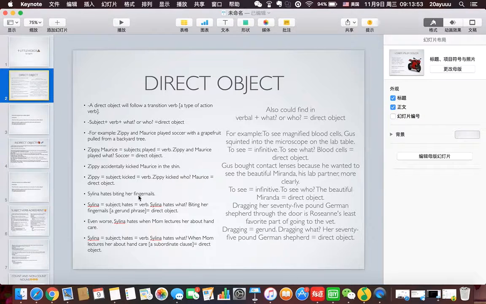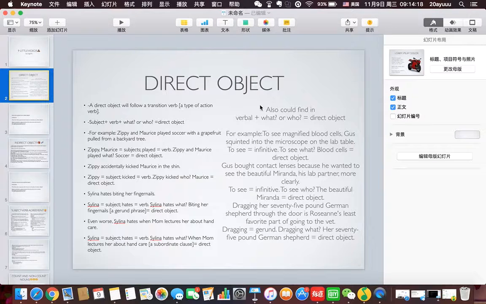Selena hates biting her fingernails. Selena equals the subject, hates equals verb. Selena hates what? Biting her fingernails. A gerund phrase equals direct object. Even worse, Selena hates when mom lectures her about hand care. Selena equals subject, hates equals verb. Selena hates what? When mom lectures her about hand care. A subordinate clause equals direct object.